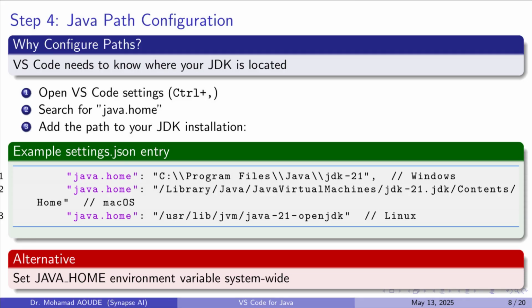Sometimes, VS Code might need a little help finding your JDK. Step 4. Java Path Configuration. Even after installing the extension pack, you might need to explicitly tell VS Code where your JDK is located.